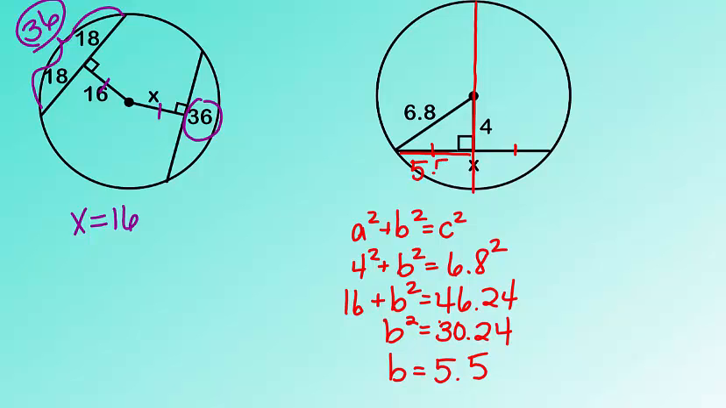That's great that this is 5.5, but I want the entire length. I know that because it's perpendicular to that diameter, this will also be 5.5. So I add them together and get 11. So I know x is equal to 11.